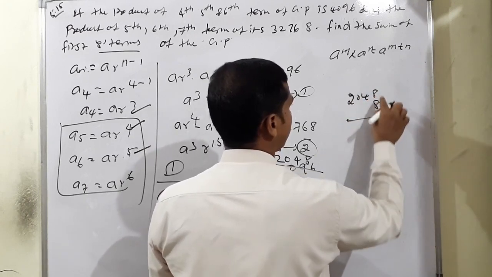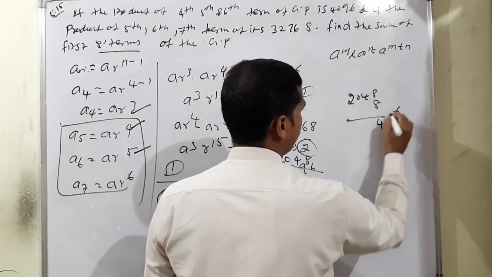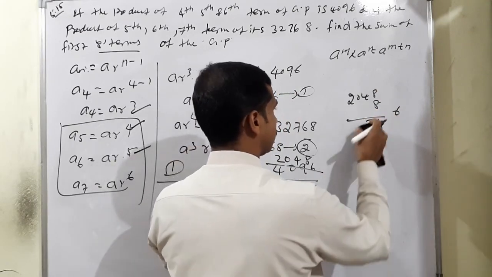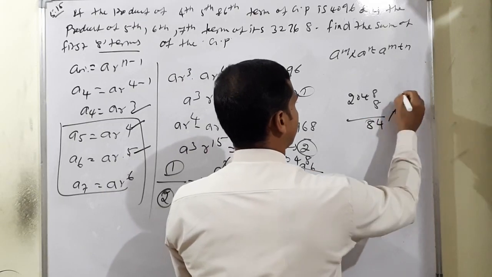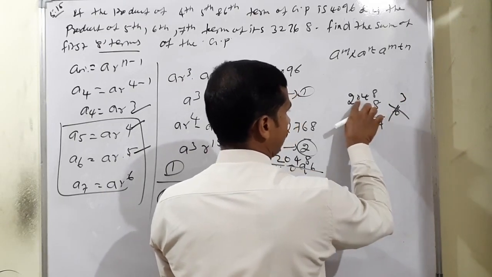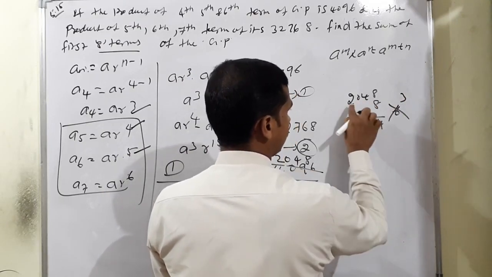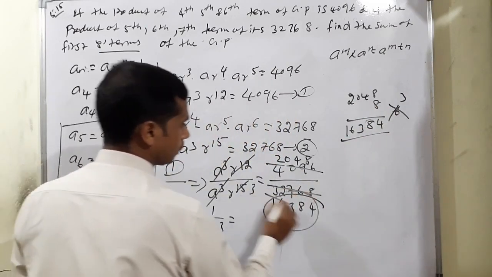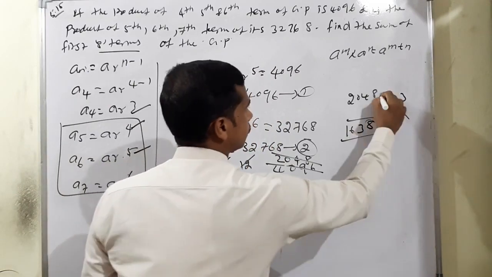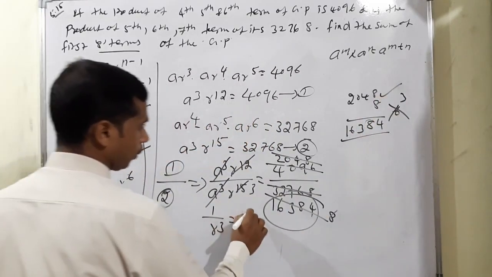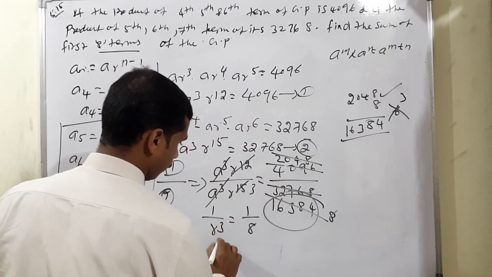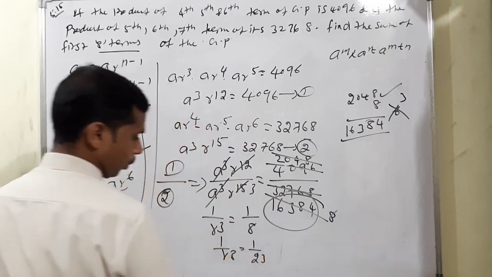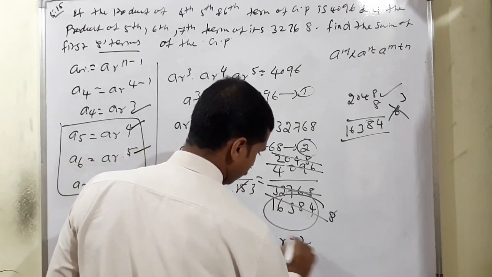2048 into 8, how many times? 8 8s are 64, write 4, carry 6; 4 8s are 32, 32 plus 6 means 38. Now carry 3; 8 zeros are 0, 0 plus 3 means 3, 2 8s are 16, so 16384. So cancel means we can write 8 times. 1 by r cube, we have 1 by 8, therefore 1 by r cube means 1 by 2 cube, so the cube deletes, and we can say r is equal to 2.